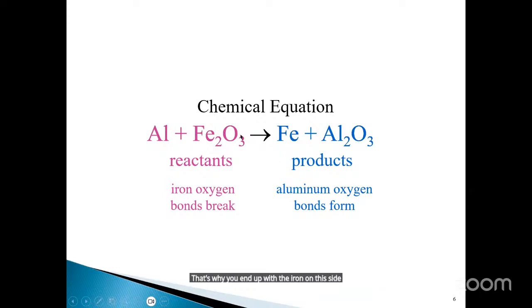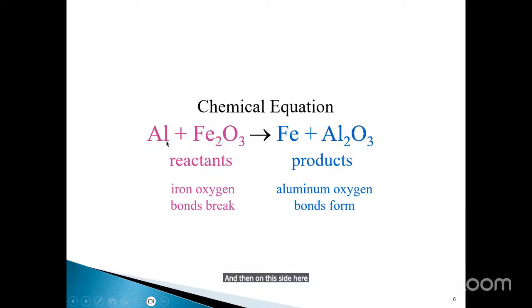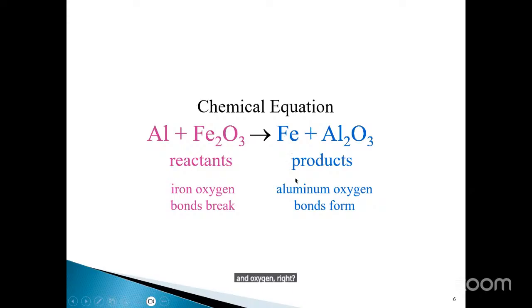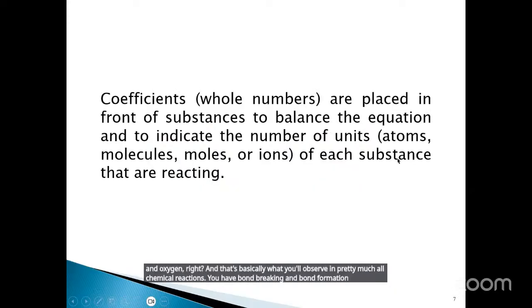So there's some bond breaking taking place between the iron and the oxygen. And then on this side here, the aluminum must be bonded to the oxygen to form the products, right? So basically, you have bond breaking between the iron and the oxygen, and then you have bond formation between the aluminum and the oxygen, right? And that's basically what you'll observe in pretty much all chemical reactions. You have bond breaking and bond formation to form new products, right?